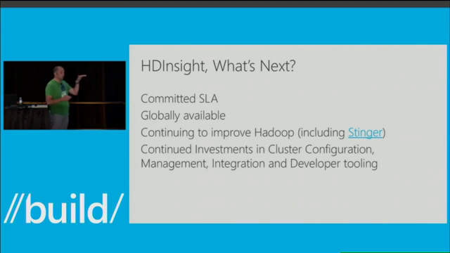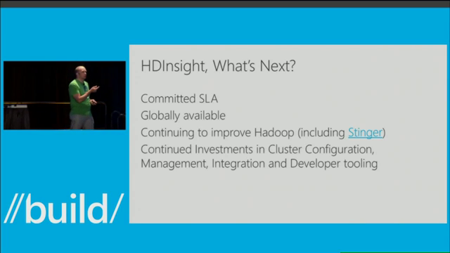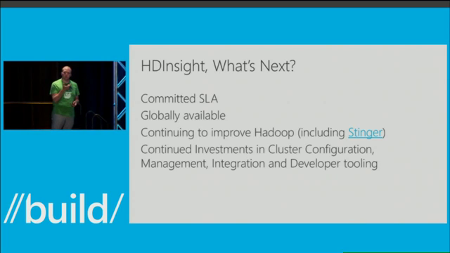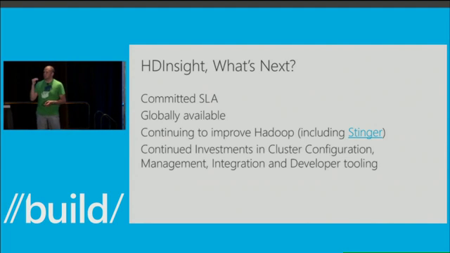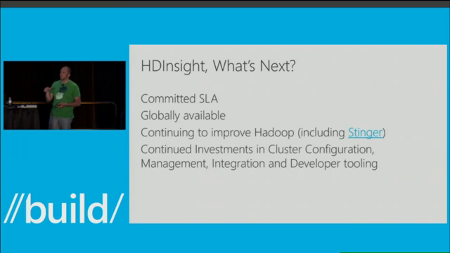We'll be globally available across all of the data centers. There's a bunch of improvements that we're continuing to drive into Hadoop. The Stinger project is particularly interesting. We've been able to see up to 100x performance gains for certain query types in Hive. So there's some really nice work going on there that we're investing in contributing back to the Apache project to make Hadoop better.